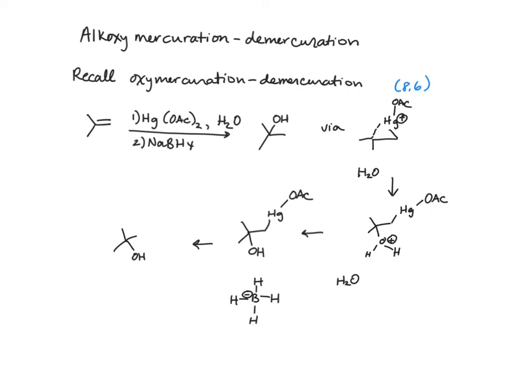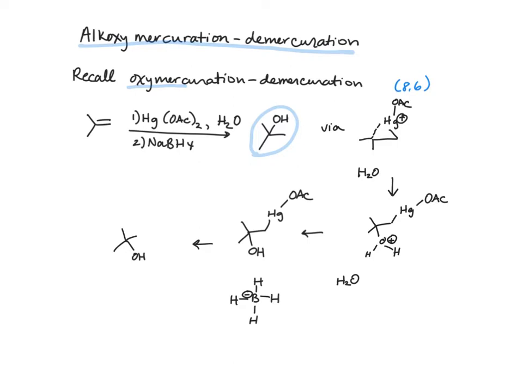Our next reaction is alkoxymercuration demercuration. And before we get into alkoxymercuration, I want you to recall oxymercuration demercuration from section 8.6. In that section, we took an alkene and treated it with mercury acetate and water, then sodium borohydride, and we get the following alcohol that is the Markovnikov product, meaning that the substituent goes on the more substituted carbon.